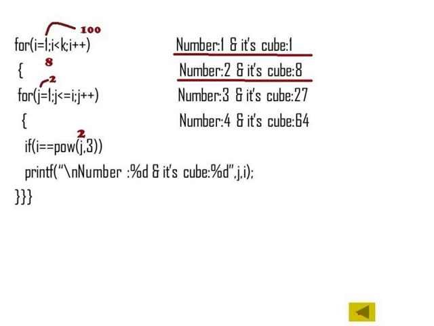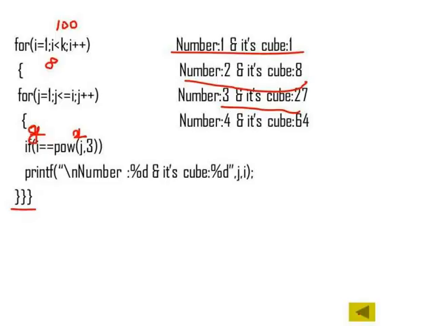So, similarly till i becomes 27, the loop will keep on executing. Only when it is 27, it will identify it as 3 cube is equal to 27 and print the numbers 3 and 27. Until the value of i becomes 64, the loop keeps executing. Only when the value of i is 64, it identifies it as 4 cube is equal to 64. So, this is how nested for loops are used. I am using the outer loop to identify the cube and I am using the inner loop to identify for which number it is the cube, and corresponding to that I print the output.